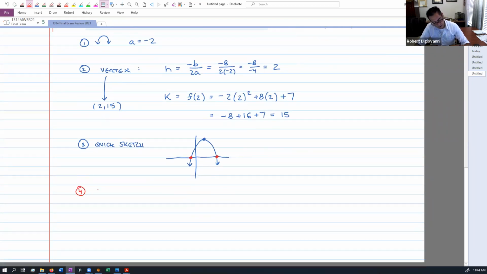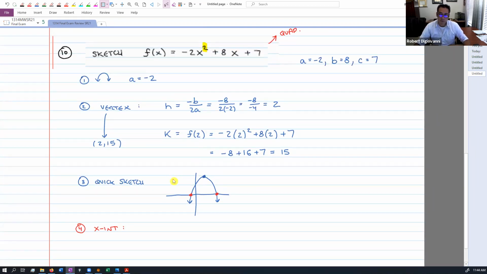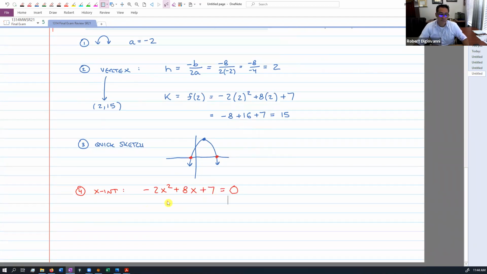Anyone remember how we do X-intercepts? How do you do the X-intercepts? Take the function and set it equal to 0 and solve this. So at this point, you can either try and factor, which I don't think it's going to factor. So you'll have to use the quadratic formula. That's x is -b plus or minus square root b squared minus 4ac all over 2a. Okay.